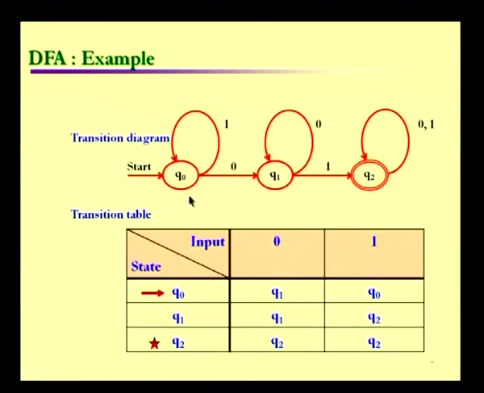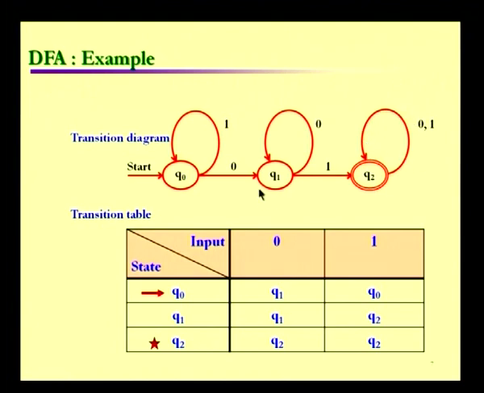The transition diagram has 3 states, q0, q1 and q2, and we find that q0 has 2 outgoing transitions, one for 0 and another for 1. If it is 0, it goes to q1, and if it is 1, it comes back to q0. Similarly, from q1, if it is 0 it comes back to q1, and if it is 1 it goes to q2. From q2, if it is 0 we come to q2, and if it is 1 also we come to q2.